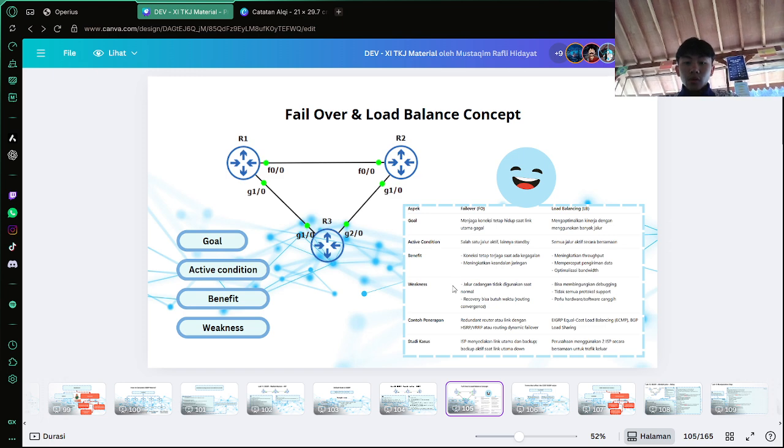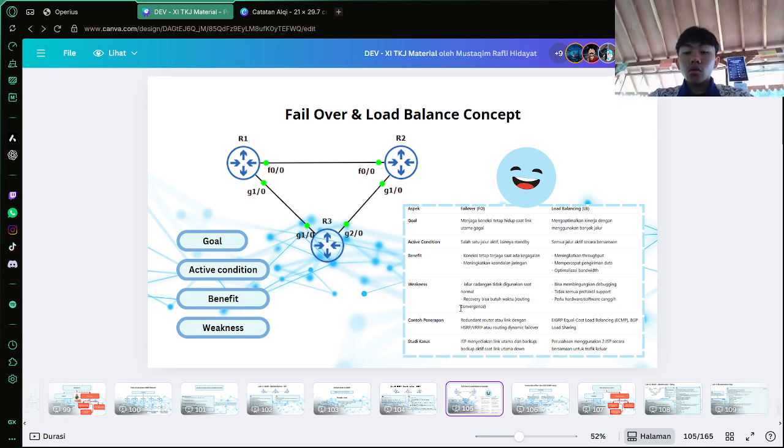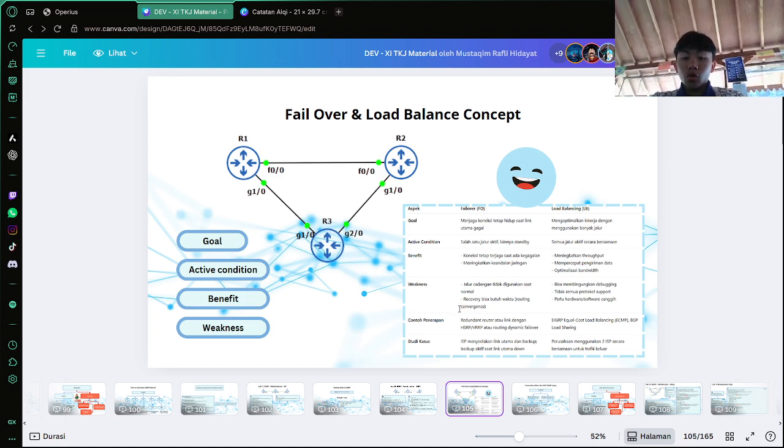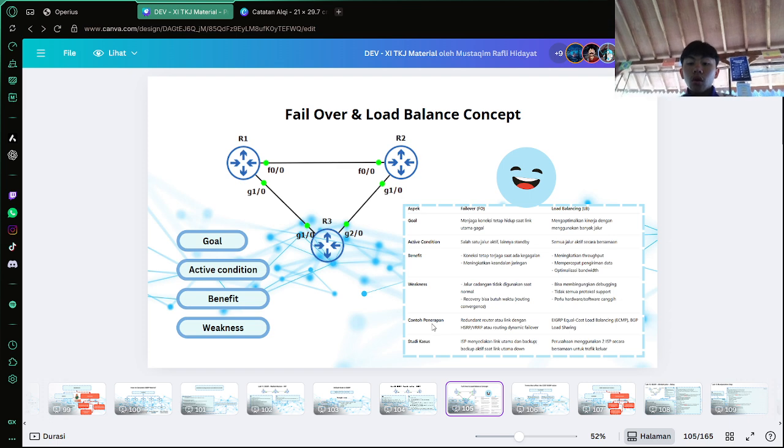Core philosophy: EIGRP's strength lies in its intelligence, failover, and load balancing capabilities. Let me explain the key concept using our network topology. The network redundancy design is: the primary path is Router 1 to Router 2 using FastEthernet, and the backup path is Router 1 to Router 3 using Gigabit, and Router 2 to Router 3 using Gigabit. The goal is to maintain connectivity even during link failures.